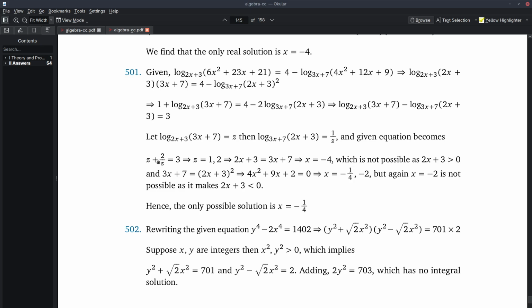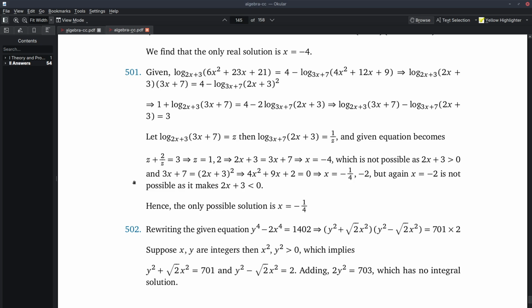So we have z plus 2 by z is equal to 3. It becomes z square plus 2 by z is equal to 3. So z square minus 3z plus 2 is equal to 0. So z is equal to 1, 2. That implies that when z is equal to 1, 2x plus 3 is equal to 3x plus 7, which implies that x is equal to minus 4, which is not possible because 2x plus 3 has to be greater than 0.